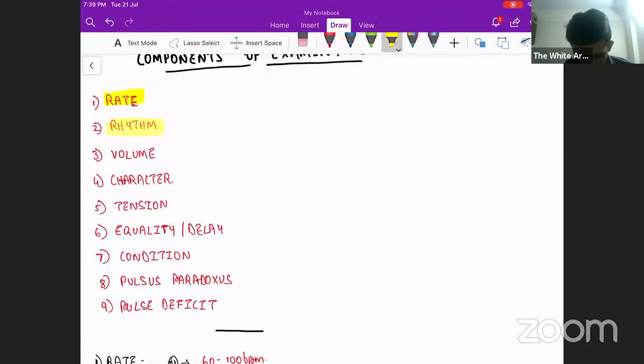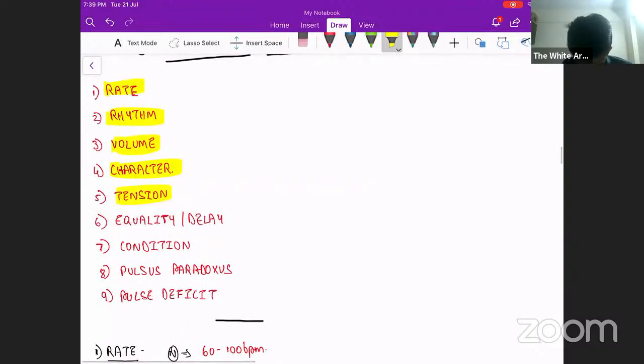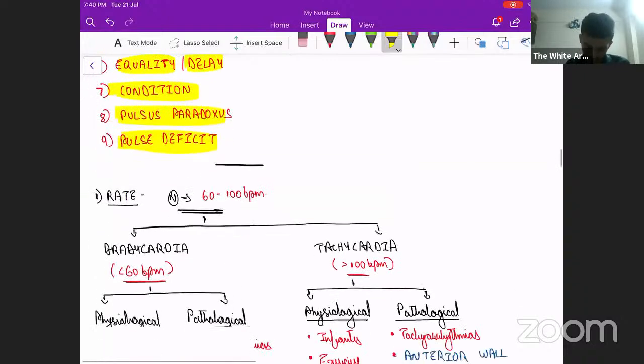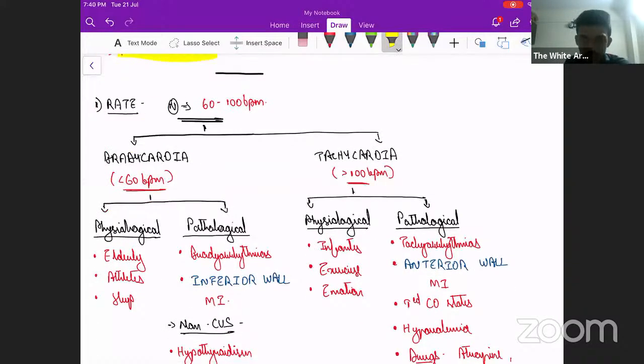Rate, rhythm, volume, character of the pulse, tension, equality or delay. Equality just means whether any delay is present. Then condition of the vessel wall, pulsus paradoxus, and pulse deficit. In these terms you'll have to comment about the pulse which you examine. So the first thing is the rate. The normal rate, as we are all aware, is between 60 to 100 beats per minute. Bradycardia is less than 60, tachycardia is greater than 100.